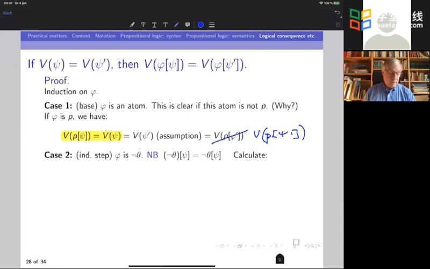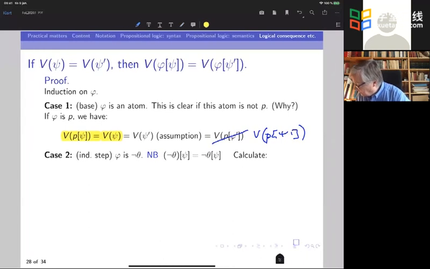Now let's look at the induction step. So the first induction step is that phi is a negation. Let's say that phi is not theta. Well, first you have to realize one thing about this notation. And what you have to realize is this thing here.